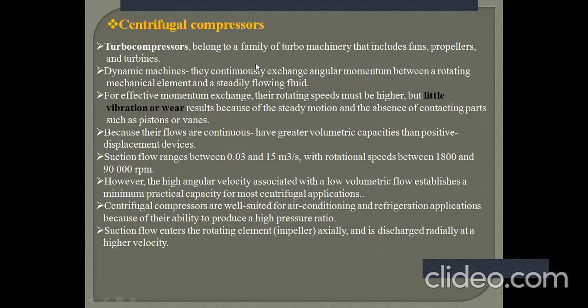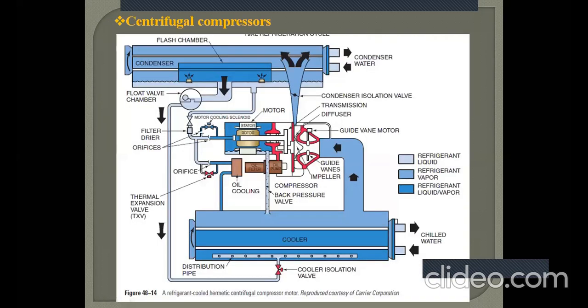Suction flow enters the rotating element, which is the impeller, axially and discharges radially. As in a centrifugal pump, likewise, suction is axial and discharge is radial. This is how the centrifugal compressor works, and this is the layout of the centrifugal compressor. As you can observe, at the center the motor is here and the impeller blades are shown here. So this is the centrifugal compressor, and on the top, it is the diagram or cut section of the chiller.